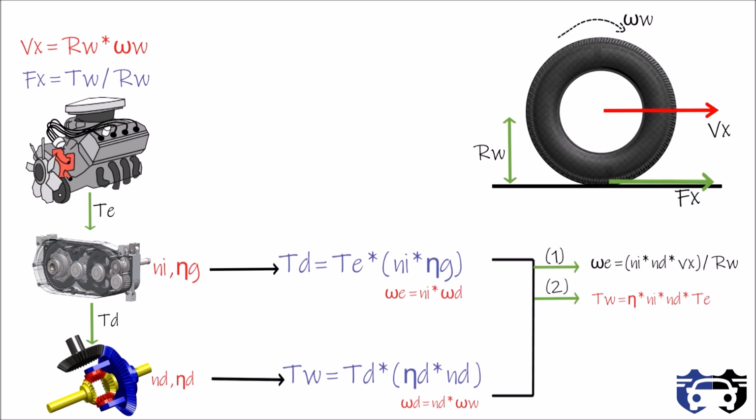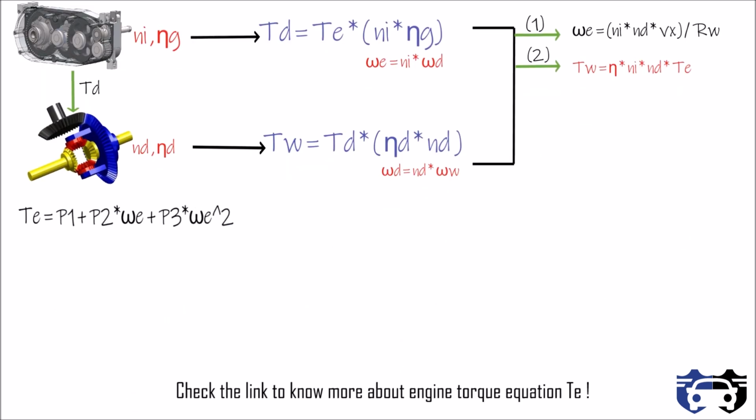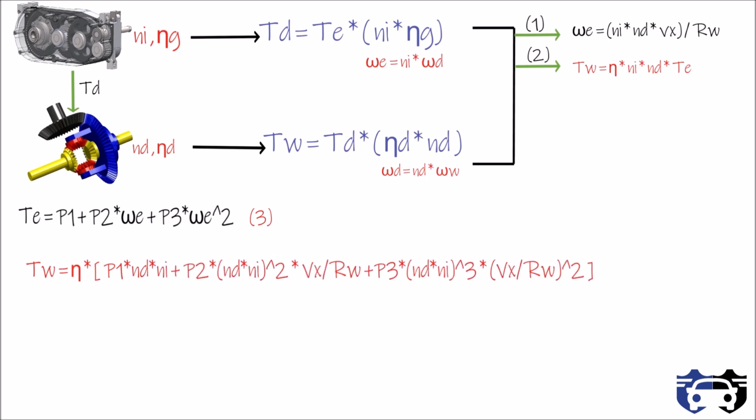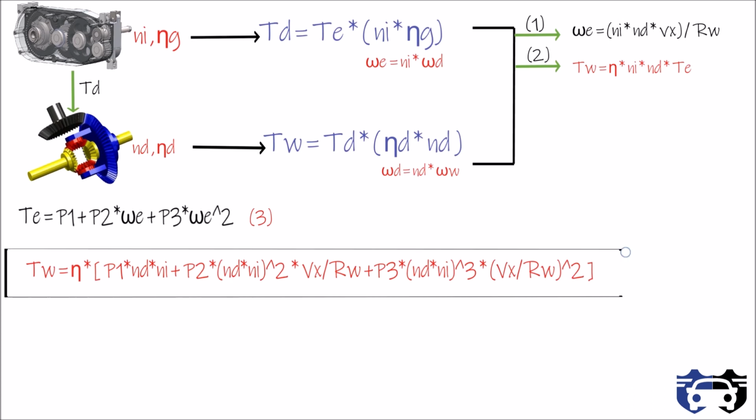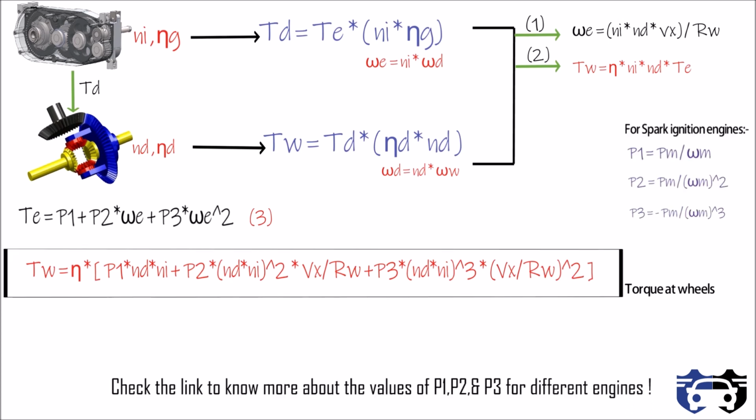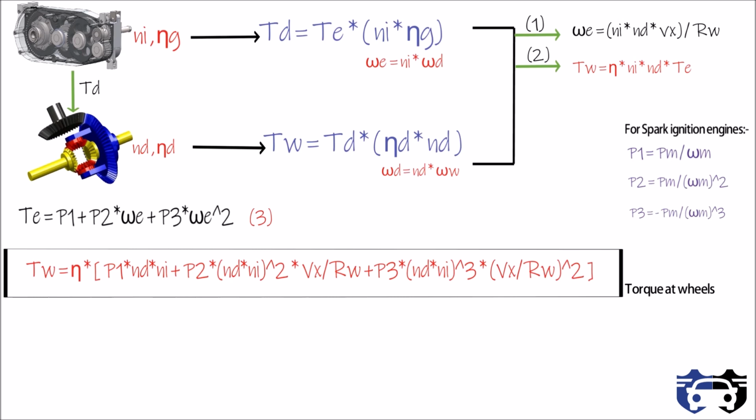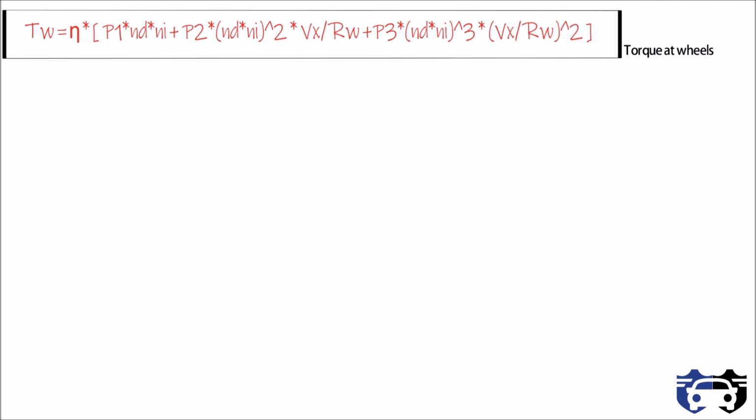We know that the torque by engine is approximated by this equation. On solving equations 1, 2 and 3, we get the torque at wheel Tw. The values of P1, P2 and P3 can easily be calculated if we have the maximum power Pm of the engine and the associated angular velocity omega m. You can see from the equation that the torque at wheel depends upon the gear ratio of ith gear.